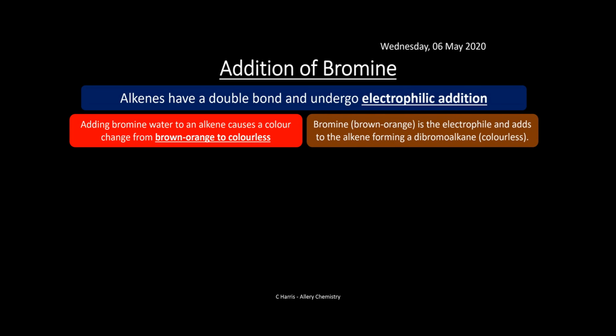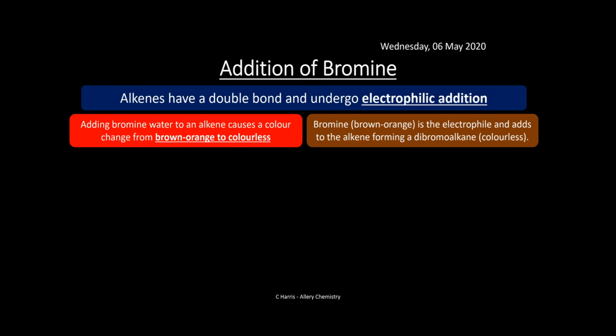But basically, the bromine is the electrophile. Okay, so remember what an electrophile is. You certainly will have done it in year one. So if you're not sure, go and have a look back. I've got videos in the OCR year one playlist. Have a look back there to see what an electrophile is. But an electrophile is an electron-loving species. So it's a species which will attack something with a high electron density, such as a double bond.